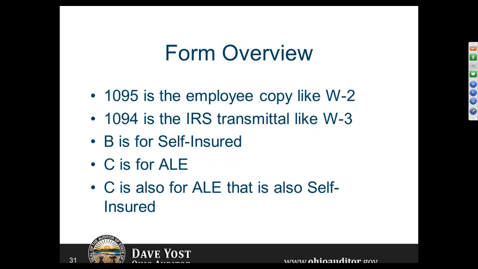Let's do a quick overview of what these forms are. The 1095 is the employee copy. I'd like to compare that to the W-2. So this is what you'll be printing and giving to each of your employees if you have to file these forms. The 1094 is the IRS transmittal. It's similar to the W-3.